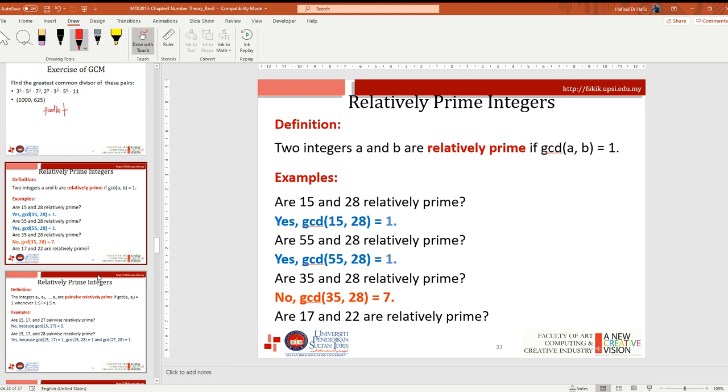Okay, and then we have relatively prime integers. Two integers a and b are relatively prime if GCD of a and b is equivalent to 1. For example, are 15 and 28 relatively prime? Yes. Are 55 and 28 relatively prime? Yes. Are 35 and 28 relatively prime? No, because the GCD of 35 and 28 is equivalent to 7.